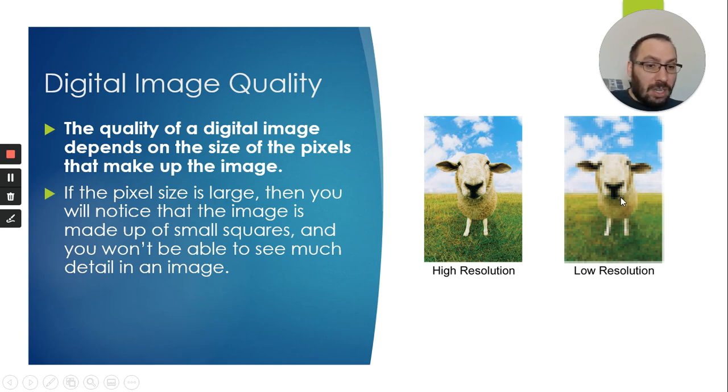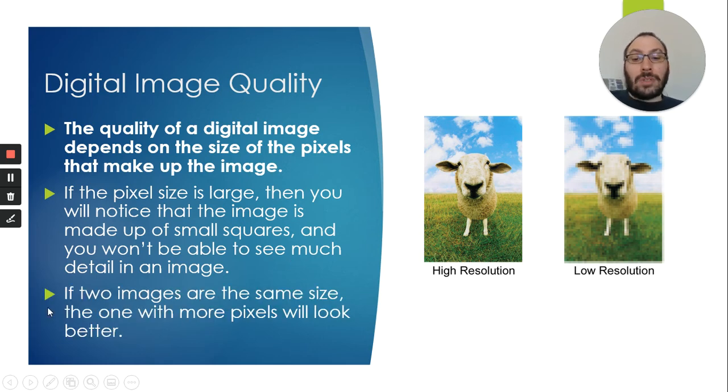Like this one here, you can see the little squares. This one, you can't really see the squares. The two images are the exact same. If the two images are the exact same size, like these are, the one with more pixels will look better. We see this on our TVs, right? TVs having better quality over time, especially since they've gone digital. There's the 720, the 1080, the 4K, et cetera. That all refers to the number of pixels.